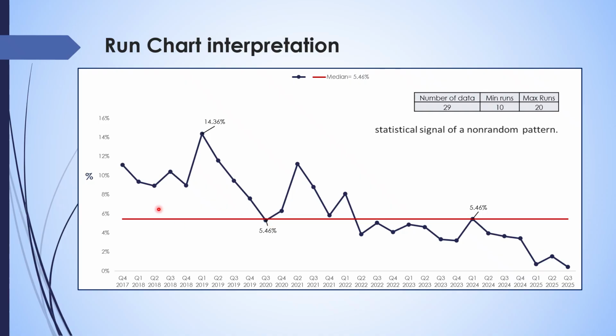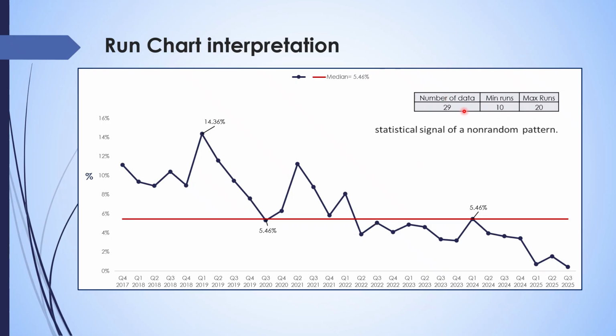So when you look into this one, this is one run. All these are one run. We should ignore this data. So this is one run and this is also 5.46. We will not count. So this is another run. So there are only two runs.